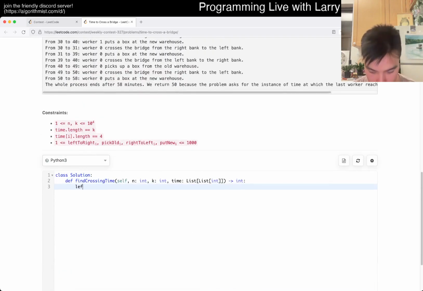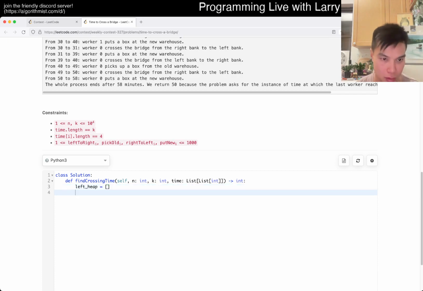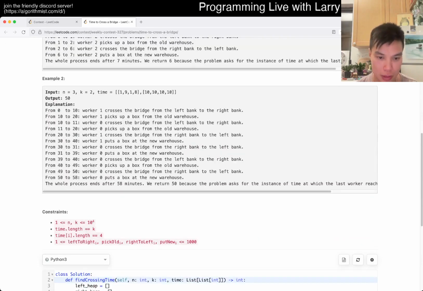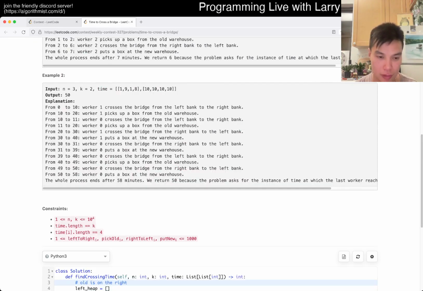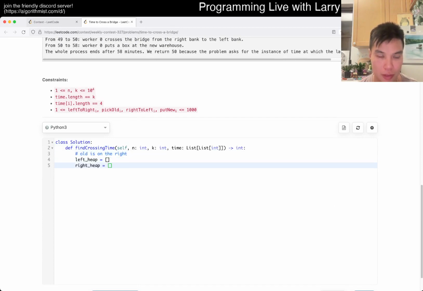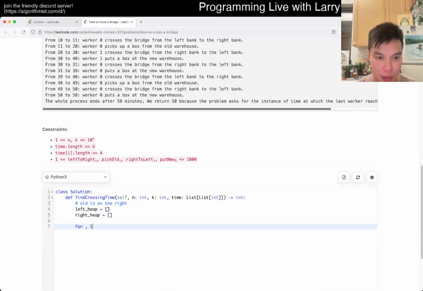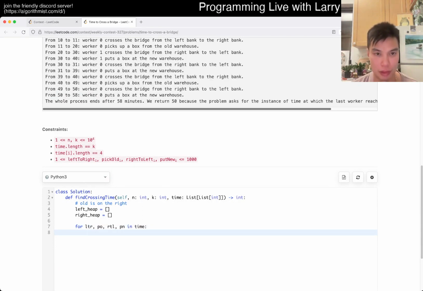Okay, so there's a left heap. There's a right heap. And basically, this is so annoying. Old is on the right. People start on the left. Okay, so for out, pick old, right to left, pick new. In time, we want to sort, and let's enumerate this.